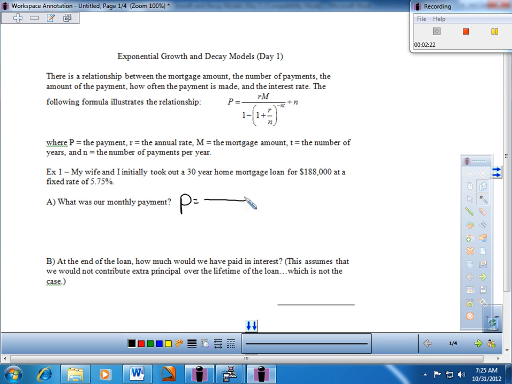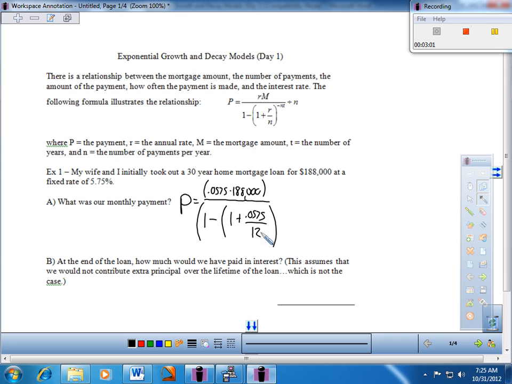So R times N on top. The interest rate is going to be 5.75. The mortgage loan, what we took out a loan for from the bank, was $188,000. Then down on the bottom, I'm going to put monster parentheses here, and then another set right in here. So 1 plus 0.0575, the rate, over N.